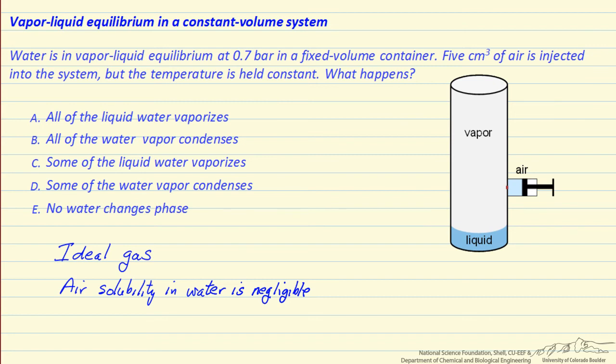The second is that air doesn't dissolve to a large extent in water. In this case, we're at vapor-liquid equilibrium for water at 7/10 of a bar, so that means we're at elevated temperature, where the solubility is going to be relatively low. So this is also probably a pretty good assumption.